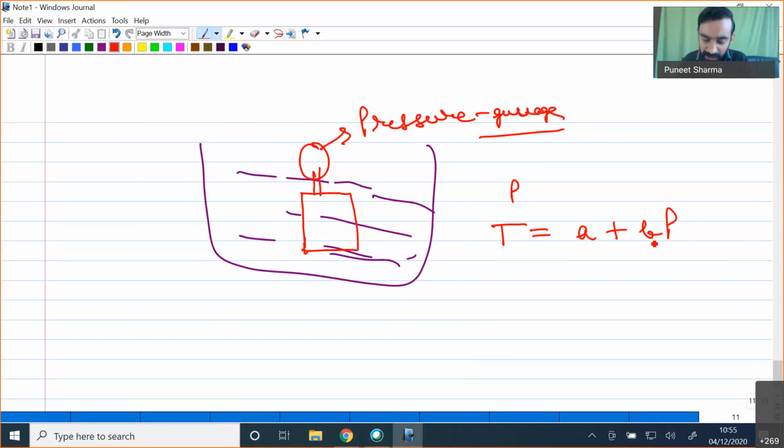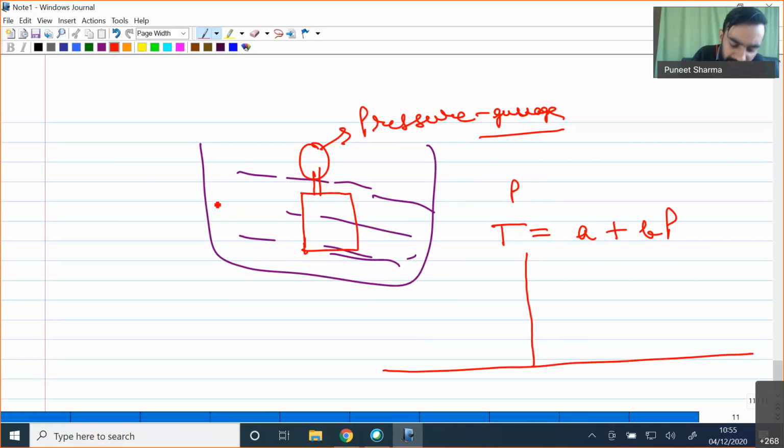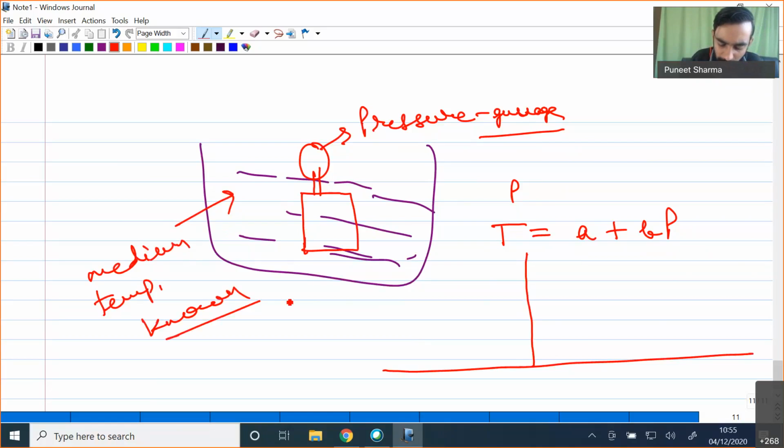Okay, so initially while we are taking this device, first we need to calibrate it. For the purpose of calibration, we can take the medium temperature as known. As we have two constants involved in our equation, we have to take known medium temperatures corresponding to two different points.